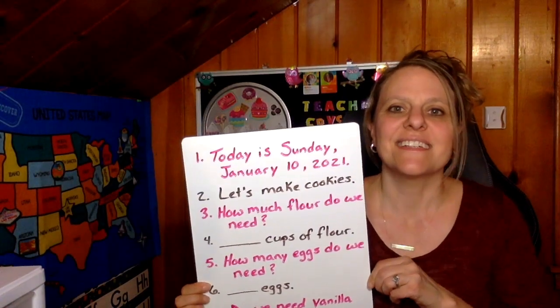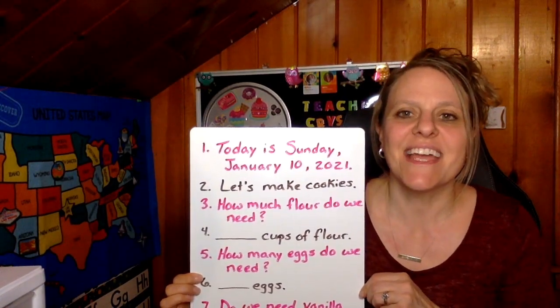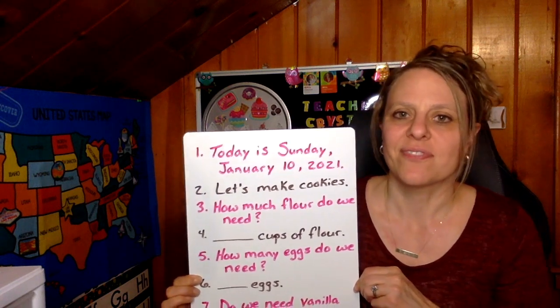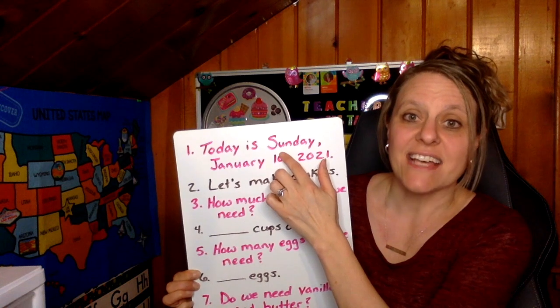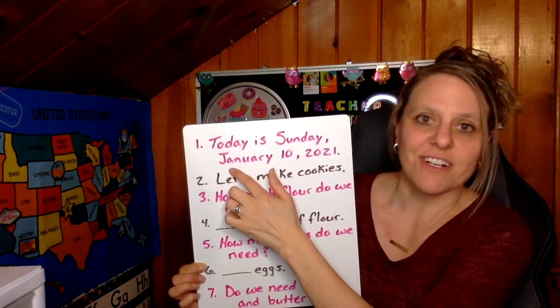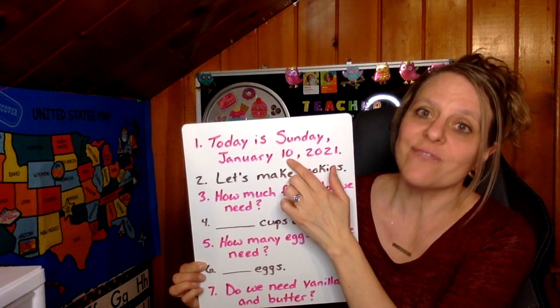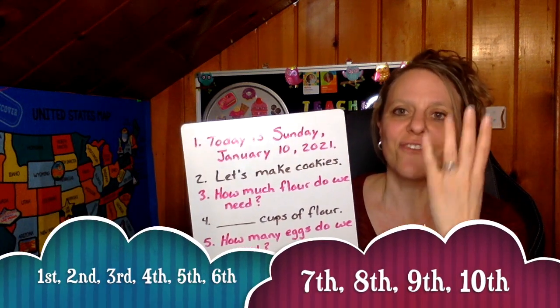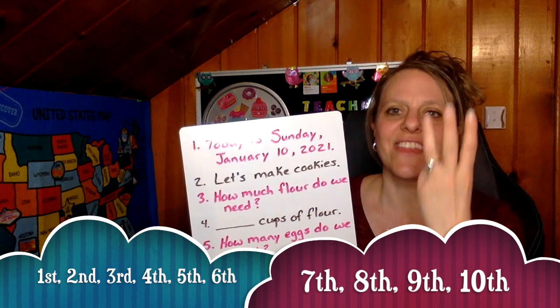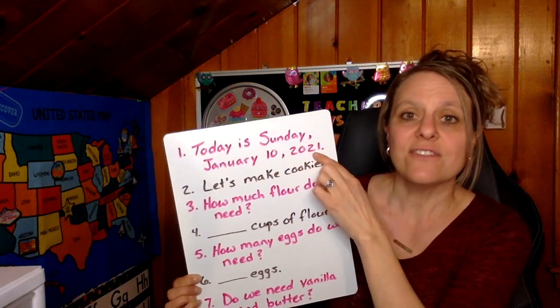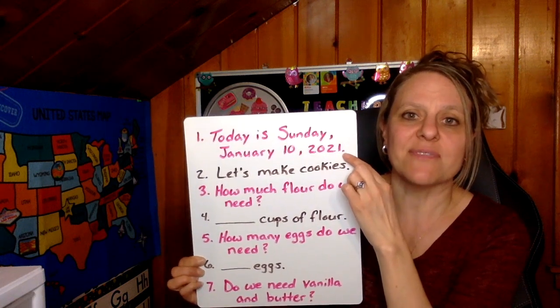Now let's begin with number 1, the date. Today is Sunday, January 10th, 2021. Remember, Sunday has a capital S, January has a capital J, 10th is an ordinal number, 1st, 2nd, 3rd, 4th, 5th, 6th, 7th, 8th, 9th, 10th, and 2021, it ends with a period.